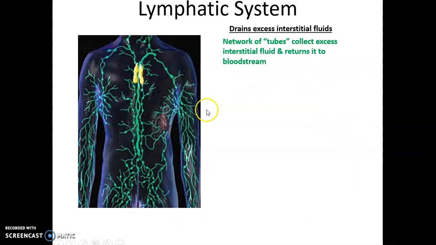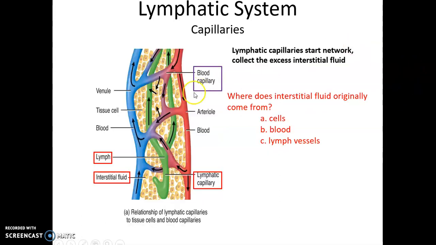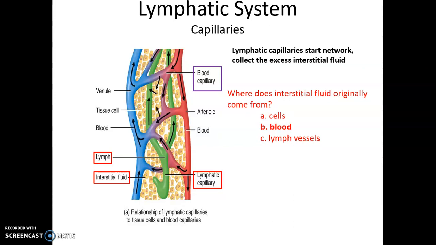All right, so as I mentioned before, the lymphatic system drains the excess interstitial fluids that build up in our tissues, and it does this through a collection of interconnected tubes or vessels that gather up the excess fluid and return it to the bloodstream. So it all starts with lymphatic capillaries. Lymphatic capillaries are tiny, tiny little vessels that are found intertwined with blood capillaries, and they collect the excess interstitial fluid. And where does that interstitial fluid originally come from? Well, it originally comes from the blood, because all fluids in the body originally come from the blood, for the most part.